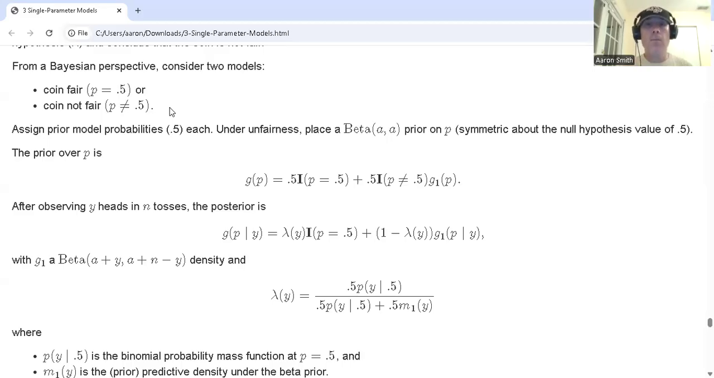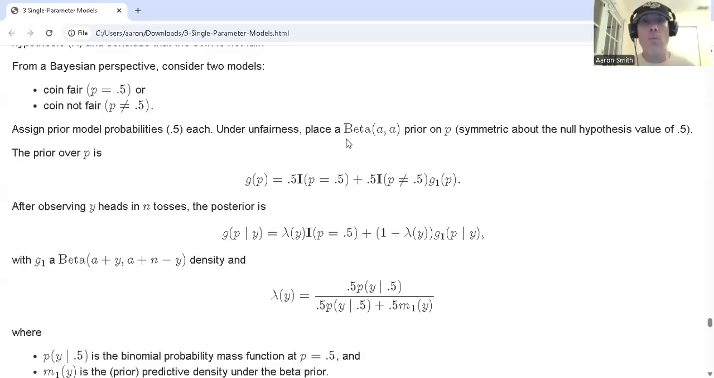Under unfairness, I'm going to place a beta distribution and I'm going to make that symmetric. Why? Because let's just say that I don't really have any understanding of this coin. There's no indication for me to believe that heads is more or less likely than tails.